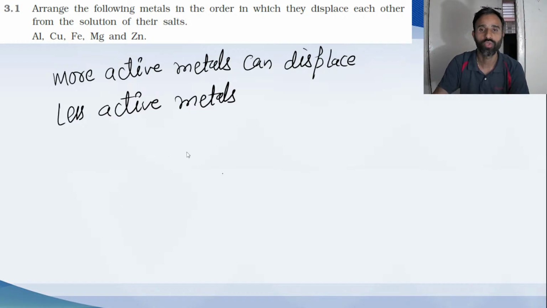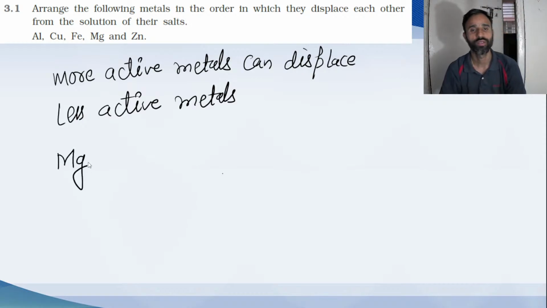So which one is the most active metal? We have to arrange the following metals in the order in which they displace each other from the solution of their salt. Just write the order. Which one is the most active metal? Magnesium. It is the most active metal that can displace all of them from the solution.